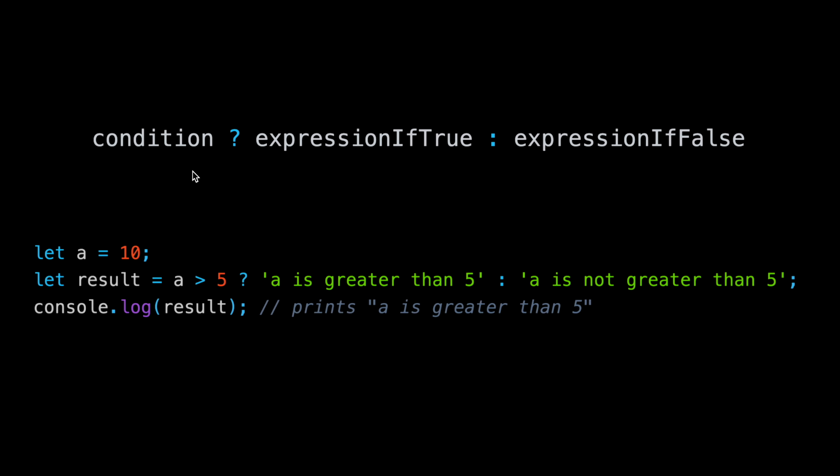This is the ternary operator. So we put a condition, then a question mark, and then what should happen if the condition is true, then a colon, then what should happen if the condition is false. So here's the example. A equals 10, so the result is going to equal, now here's the ternary operator. So this is the condition. If a is more than 5, then this result is going to be equal to a is greater than 5. Or else it's going to be equal to a is not greater than 5. So in this example, it's going to print a is greater than 5.